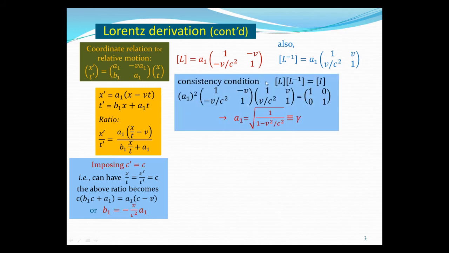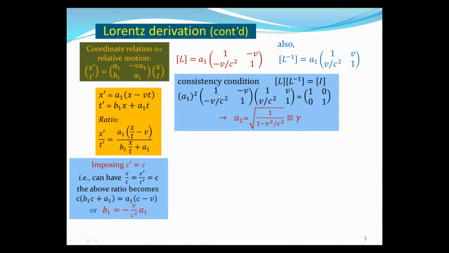Now we impose the consistency condition. If this is really the inverse, then L times L inverse must equal the identity matrix. So multiply them, so they have A1 squared, but each has A1. And then I just multiply these two matrices, and they have to be equal to the identity matrix.